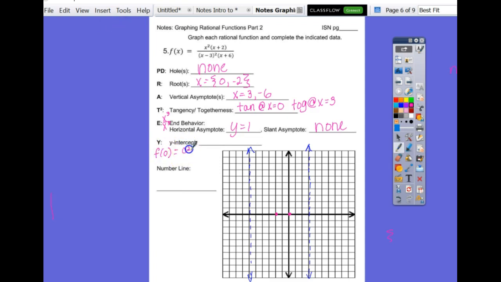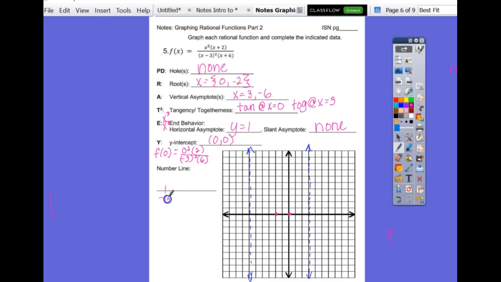Next, I'm going to have the y-intercept, which means I'm going to plug in 0. So I get 0 squared times 2 over -3 squared times 6. And so if you multiply all this together, it's still 0 times 2 divided by this number, and so the answer is going to be 0, 0. So my y-intercept is already on the graph. So next, I'm going to go ahead and put on the number line my vertical asymptotes and my roots.